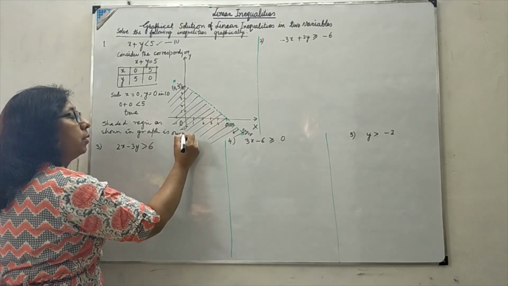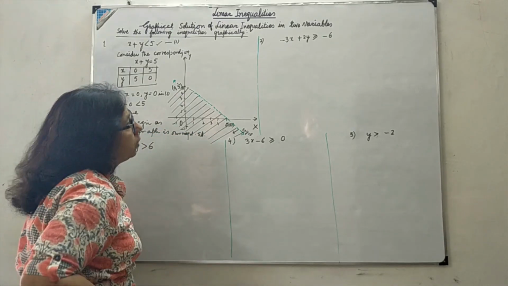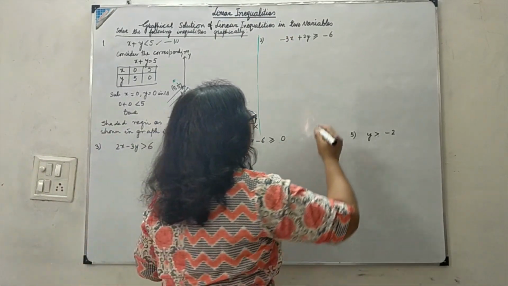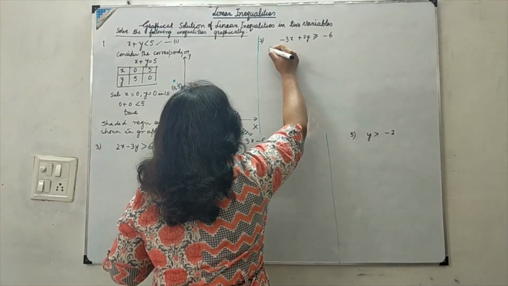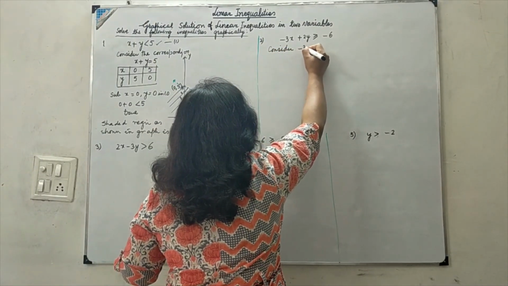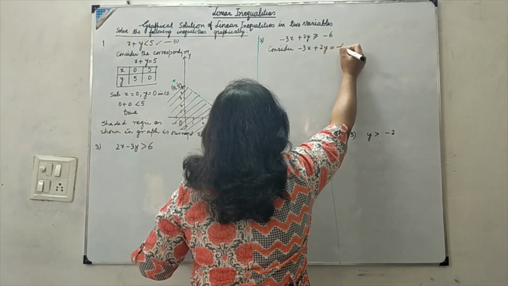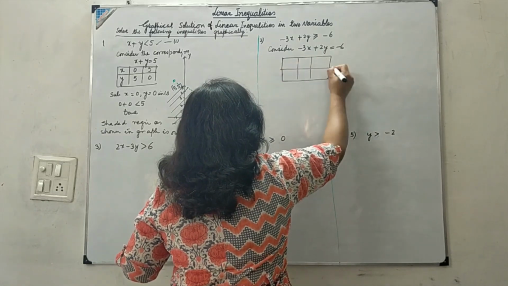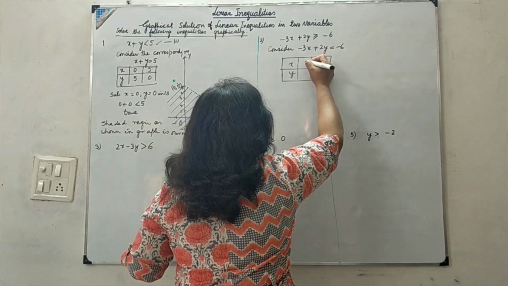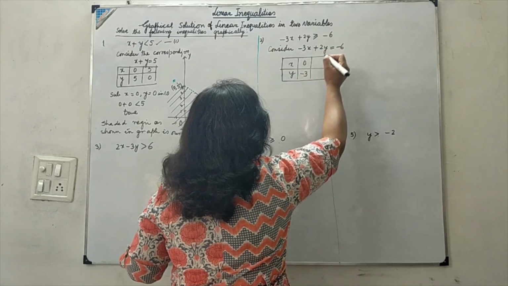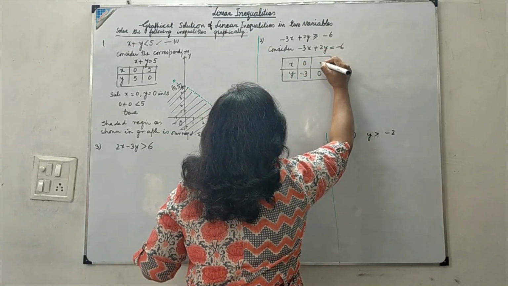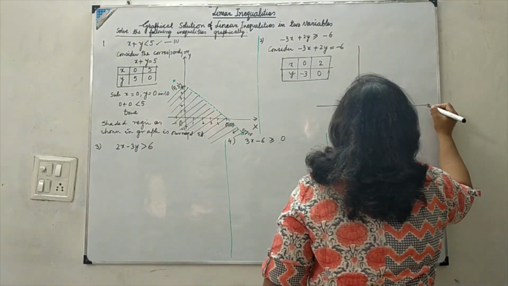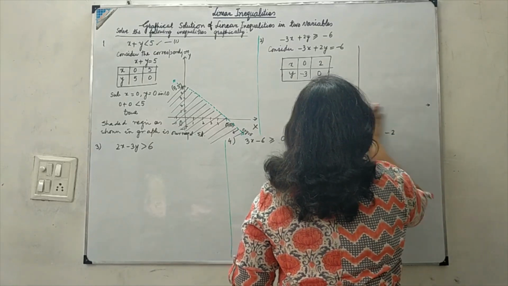Same way, moving to the second inequality, we have here minus 3x plus 2y greater than or equal to minus 6. Again, I will consider the corresponding equation, minus 3x plus 2y equal to minus 6. Again, I will take 2 points on this to plot the line. This is x, y. If x is 0, then y will be minus 3, and if y is 0, then x will be 2. Now this line is passing through the 2 points (0, minus 3) and (2, 0).